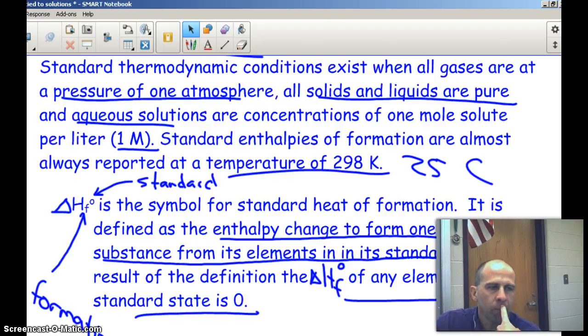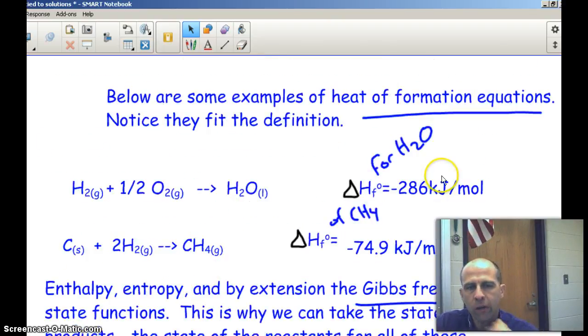So let me show you some examples of processes that qualify as heat of formation equations. If you take a mole of hydrogen gas and a half a mole of oxygen gas and react them and make a mole of liquid water, then the physical states are standard for all those elements: a gas for hydrogen, a gas for oxygen, and liquid for water. The delta H for that process is about negative 286 kilojoules per mole for water. So what we say is that that is the heat of formation for water.